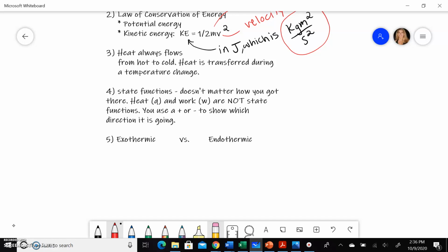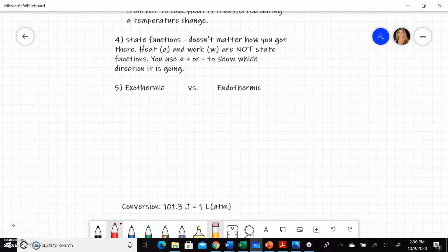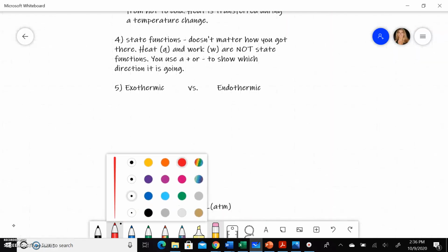So keep in mind that for this chapter, you're going to be using positives and negatives to show the direction of something. They don't mean greater than 0 or less than 0. They're just showing where it's going. So negative means it's leaving, positive means it's going in. All right, these next two words you saw in honors chemistry. So exothermic means that heat is leaving.